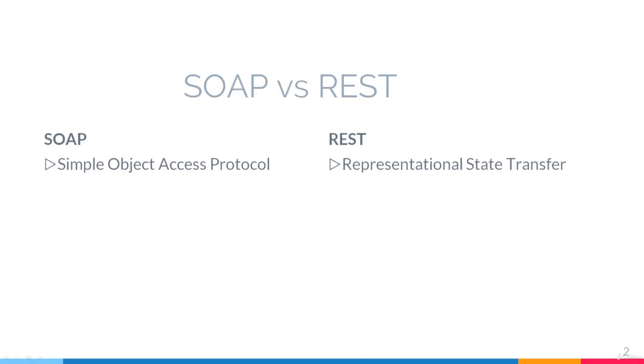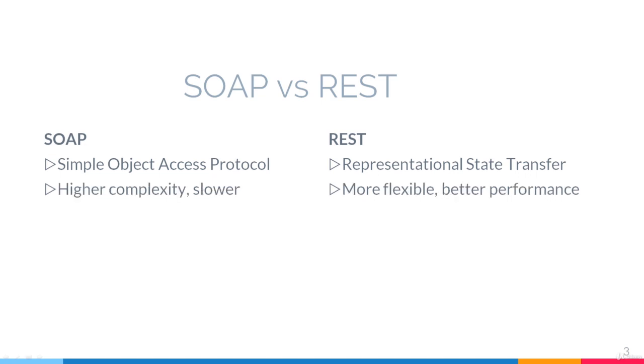SOAP stands for Simple Object Access Protocol. So SOAP is the standardized protocol that sends messages using other protocols such as HTTP and SMTP. REST, representational state transfer. REST is not a protocol, but an architectural style.